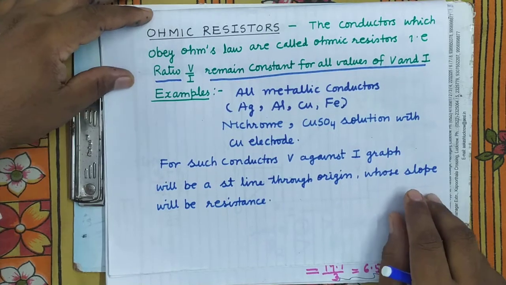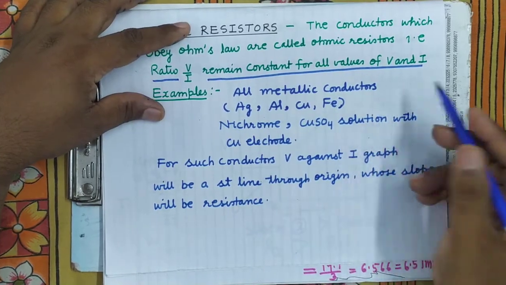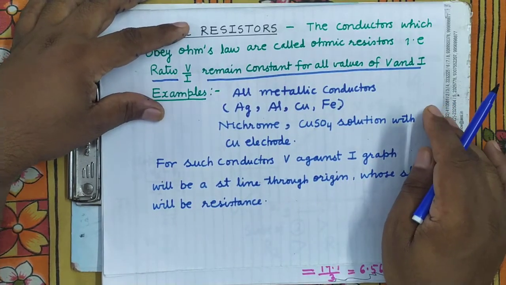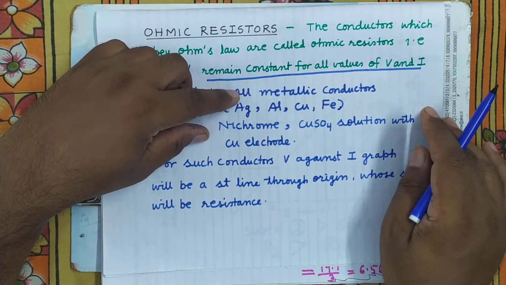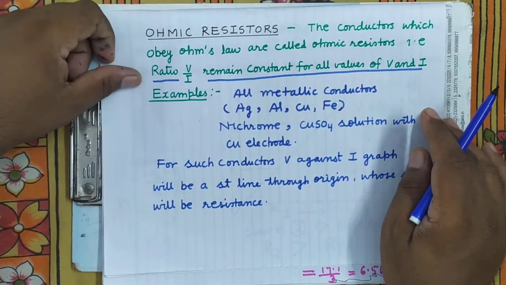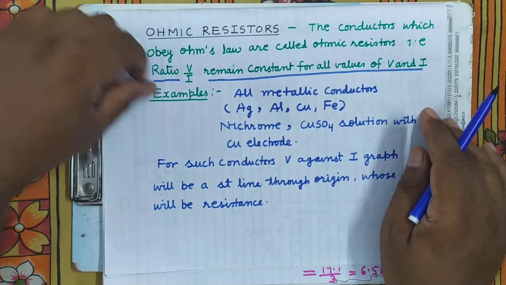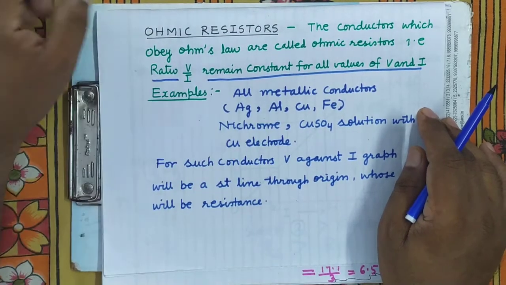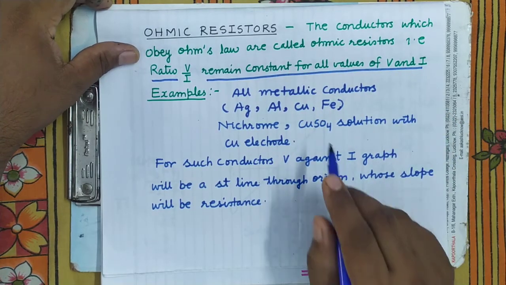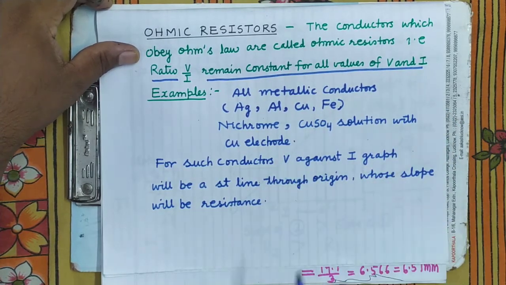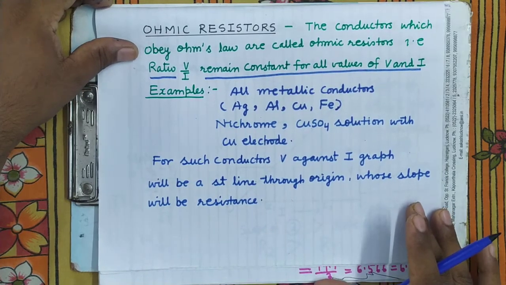Now, what are the ohmic conductors? All metallic conductors are ohmic. For example, iron, silver, gold, aluminum, copper, these are all ohmic conductors. Nichrome, which is an alloy, is also an ohmic conductor. Copper sulfate solution with copper electrode is also ohmic.